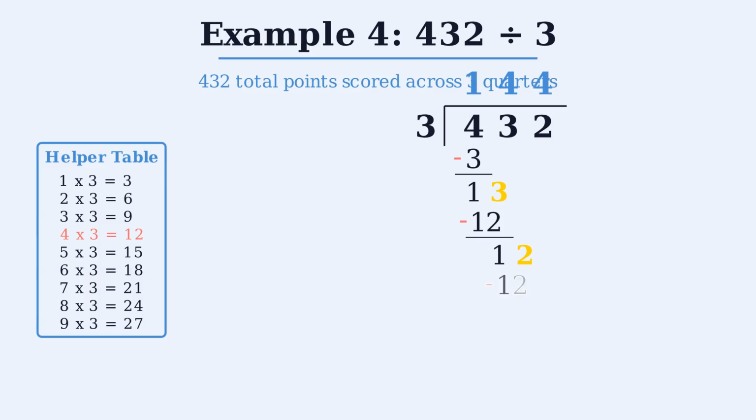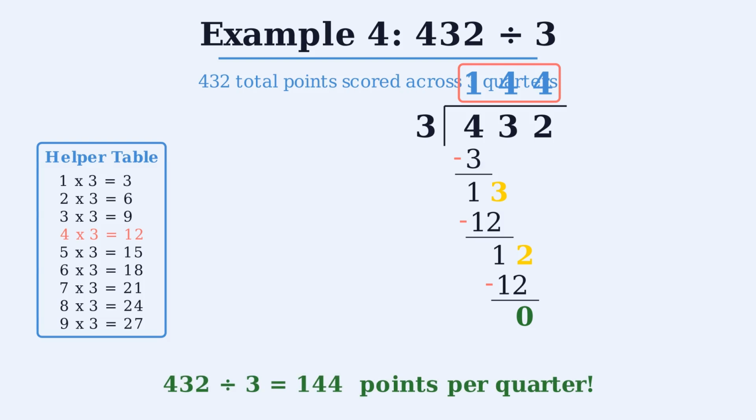3 goes into 13 4 times. 3 times 4 is 12. Subtract, 13 minus 12 equals 1. Bring down the 2 to get 12. 3 goes into 12 exactly 4 times. Subtract 0. The answer is 144.